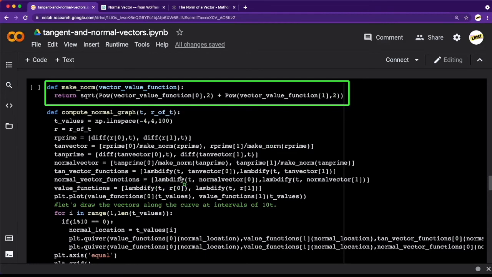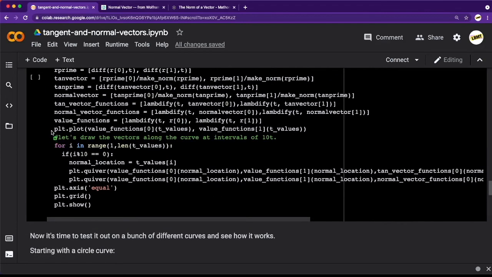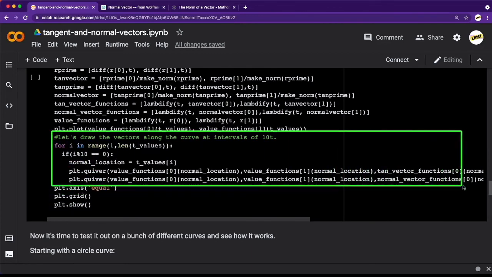We've got that, and then we did this other interesting thing that was different from the example above, where instead of just drawing the normal vector and the tangent vector at a specific value like t equals 2, we said let's go in increments of 10t and just draw every 10t. We're going to draw the normal and the tangent vector at that location, at each value of 10t, and that way we can see how the normal and tangent vector changes over time and visualize that.